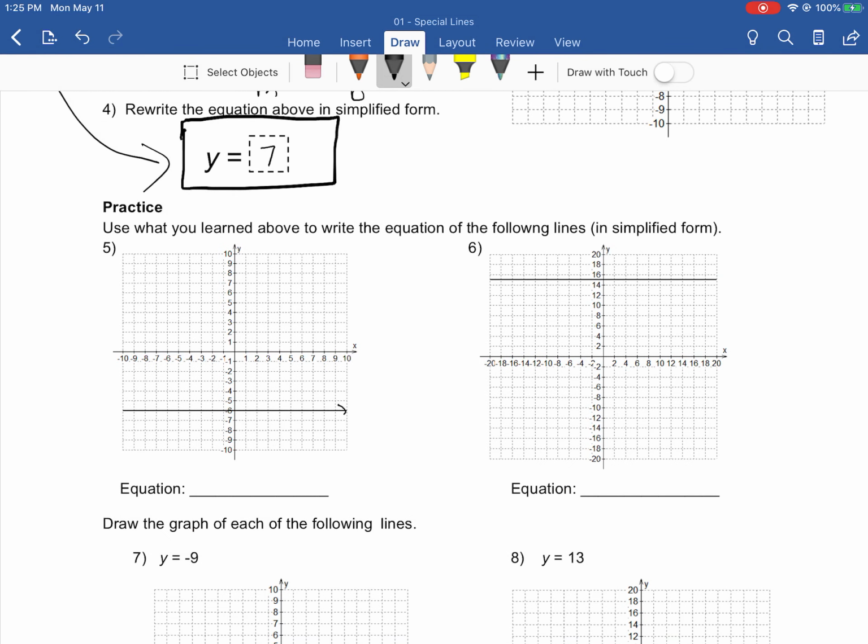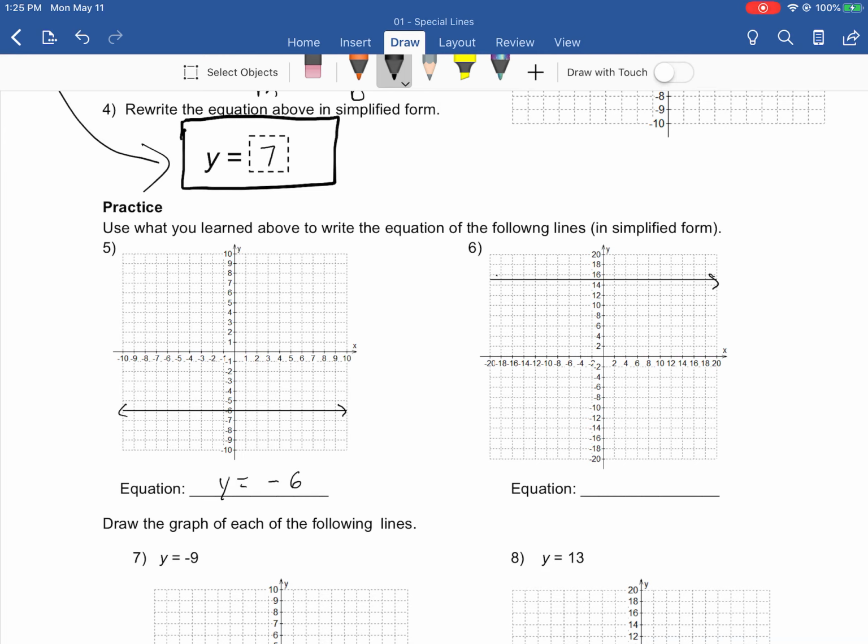So to practice that, we look at a couple examples. And again, this is missing the arrows at the end. What would the equation of this one be? It's a horizontal line, so it has equation y equals some number. Not y equals mx plus b, because the mx part has disappeared. We just need y equals the number. What's the number? What's the y-intercept here?